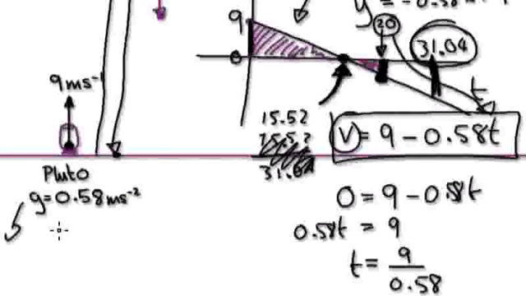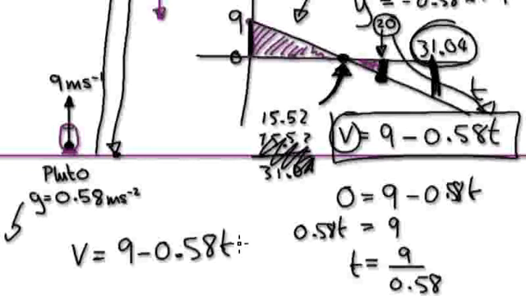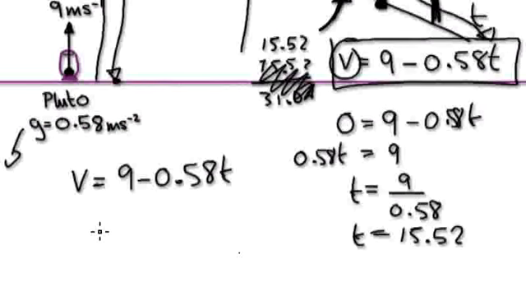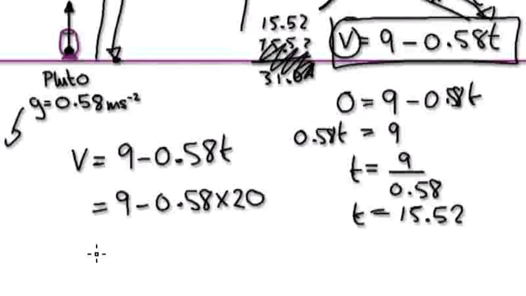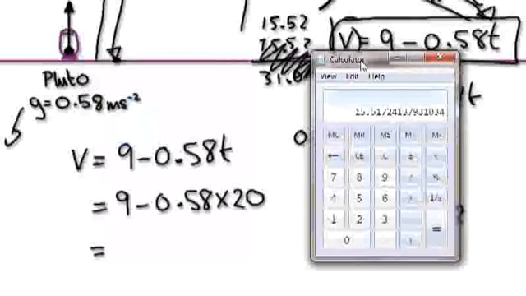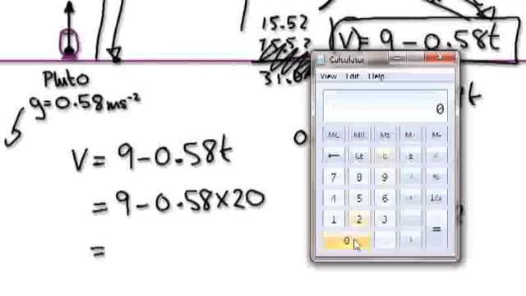So we're going to put 20 into the formula. So we started with v equals 9 take away 0.58t. Now we're going to put 20 into t. So the v here would represent this height here. We need that height. So 9 take away 0.58 times 20. Okay, because 20 goes into the t. So now jump to the calculator. Hang on, clear.